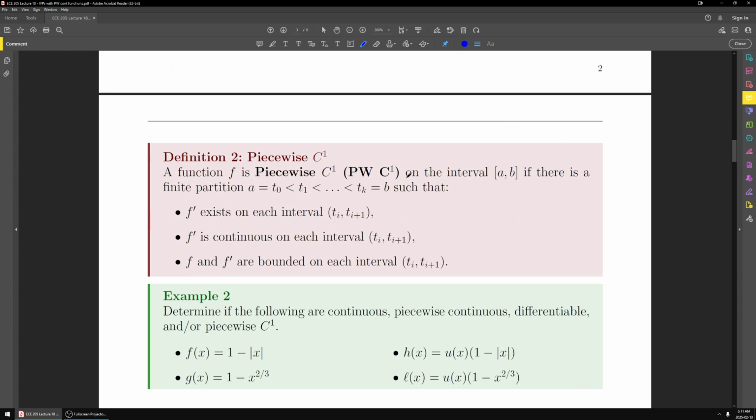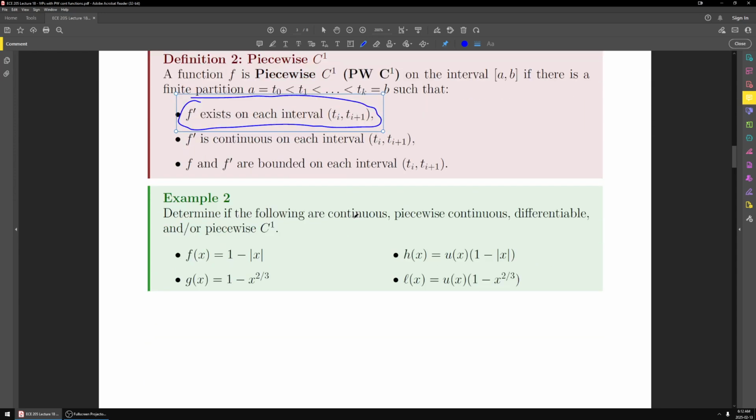So the next idea, and this concept is more important later when we start talking about Fourier series. This idea of piecewise continuity can be extended to talking about derivatives. So I can talk about a function being piecewise C1. To be piecewise C1, effectively, I need to have the derivative existing on a bunch of intervals. So all the spots that are excluding these discontinuities, I have a derivative, and the derivative is continuous. So it's like piecewise continuous, but I'm really just asking about the derivative instead of the function itself, right?